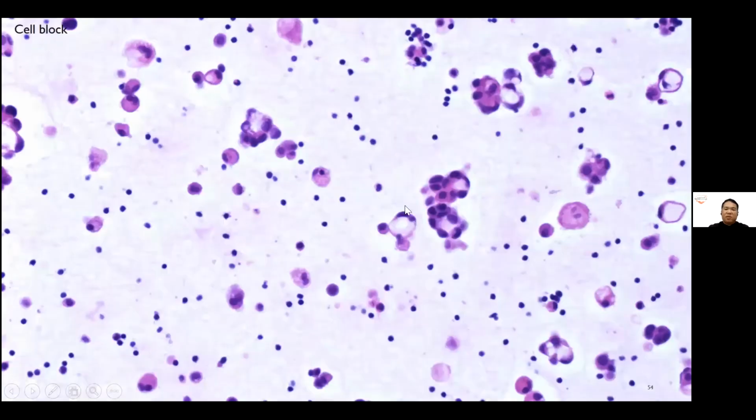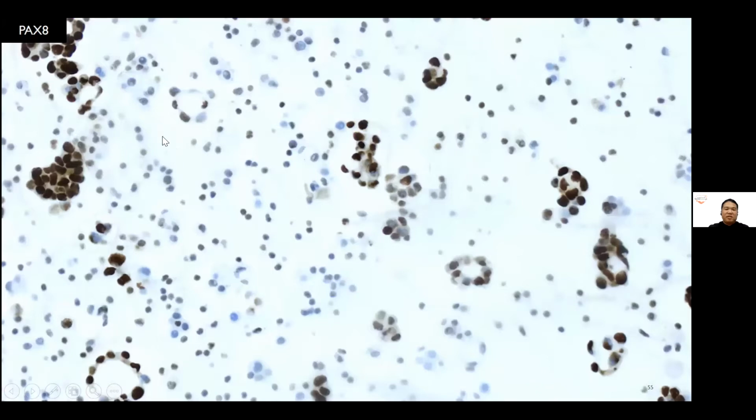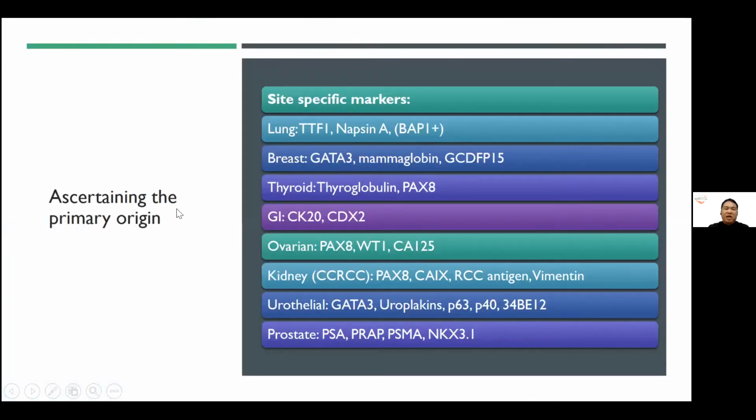In the fixation cell block, we get more characteristic morphologies. And when we do the stain, this case is positive for PAX8. So we recommend it may be from the gynecologic tract or other PAX8-positive cancers. In this case, we should do site-specific markers, such as for lung, breast, thyroid, and GI. We have specific markers you can go with. But firstly, you should separate them from primary mesothelioma by morphology or by stains.